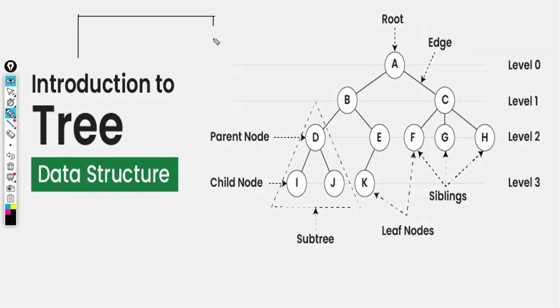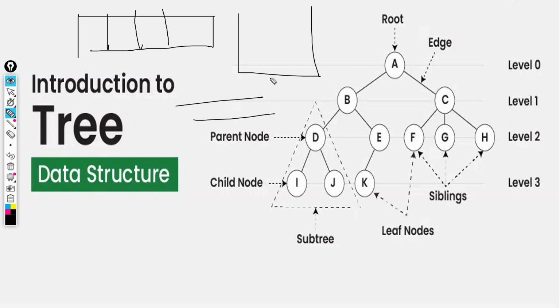structures like array, which is a linear data structure. We have seen stack, we have seen queues. These are all linear data structures. But a tree is a non-linear hierarchical data structure that consists of nodes which are connected by the edges.